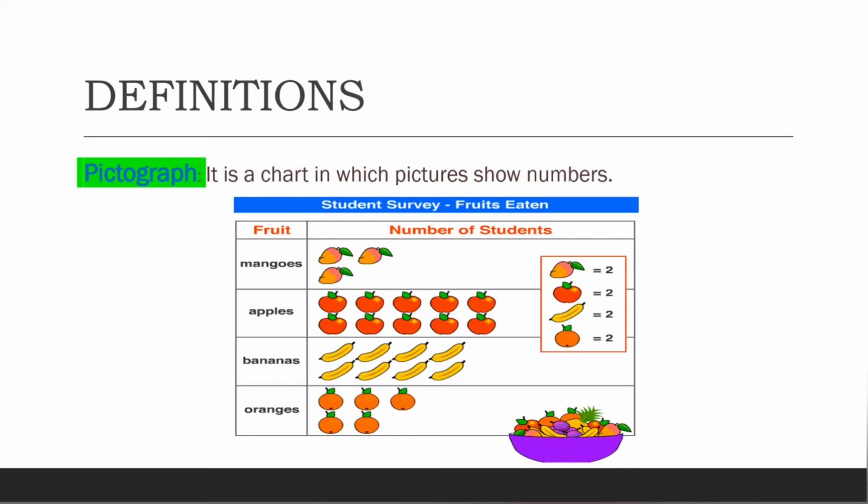Likewise, if we want to calculate the total number of students who like apples, there are a total of 10 apples and each apple represents 2 students. So 10 multiplied by 2 is equivalent to 20. So 20 students like apples. So pictograph is a chart in which pictures show numbers, as you can see in this example.